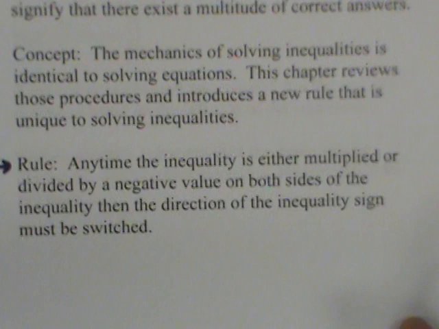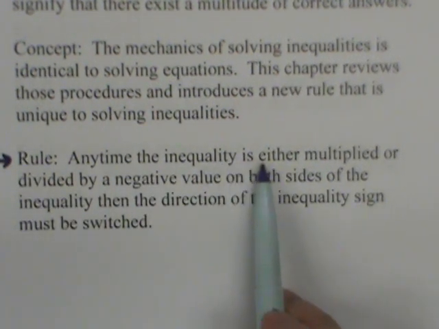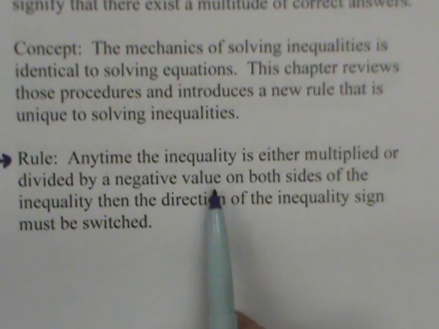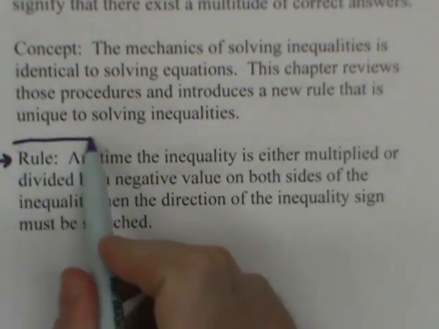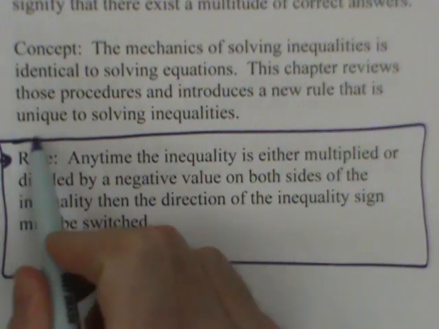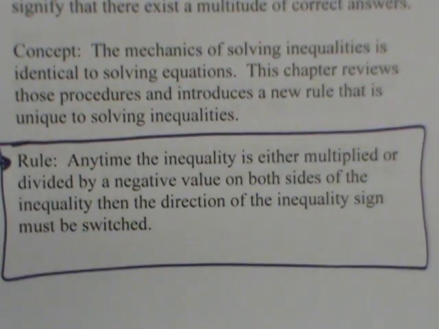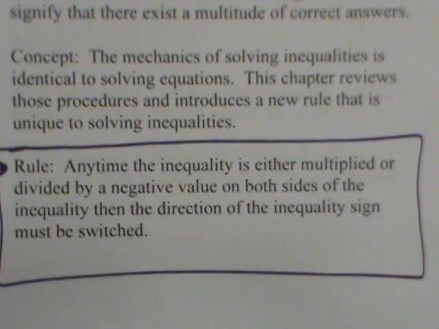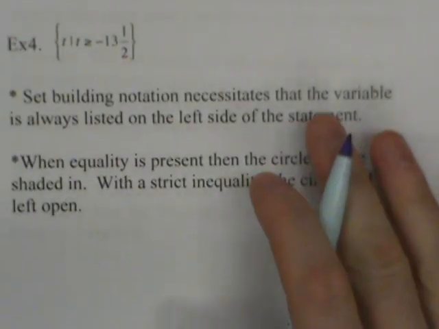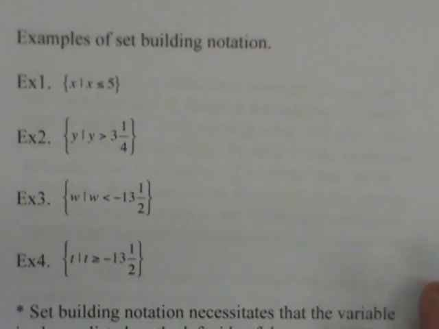So here's our rule. The rule says anytime the inequality is either multiplied or divided by a negative value on both sides, then the inequality must change direction. In other words, when you multiply by a negative on both sides of the inequality, when you divide by a negative on both sides of the inequality, you must switch the direction of the inequality. This is going to be a major rule for this chapter. If you don't follow that, you're going to have all kinds of problems. It has to be followed. Major rule. And then I'll go ahead and jump into some of these examples of set building notation.